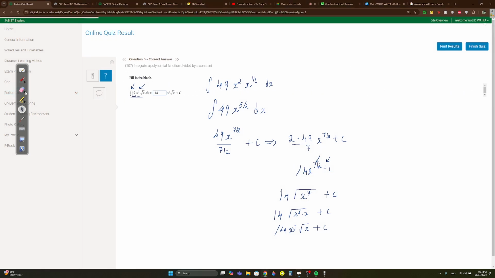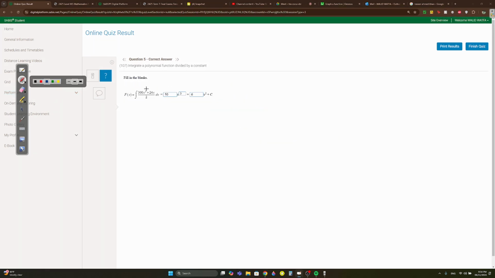Question 5. Integral of 300x squared plus 200, all over 2. So what are you going to do? You're going to split this up into 2 integrals, because the over 2 applies to the whole integral, right?